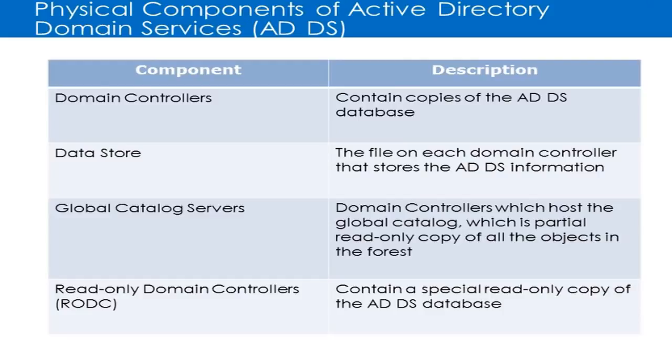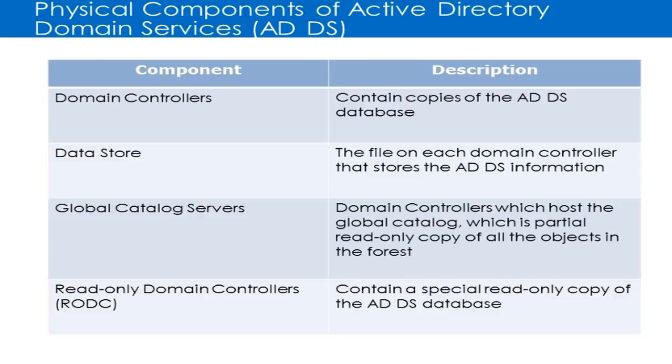Now let's talk about the physical components of Active Directory domain services. The first one, this is an easy one, domain controllers. That's what we're doing right now. We are creating a domain controller. And what does that mean? That means that this computer is going to have a copy of the Active Directory domain services database. Okay, it is going to be responsible for hosting that database and is going to be available to provide Active Directory domain services to the clients.